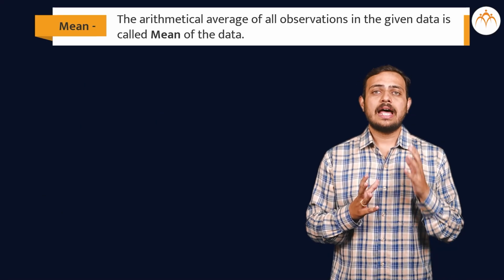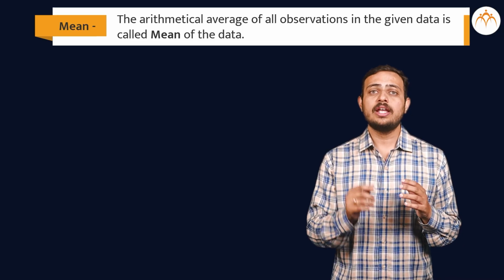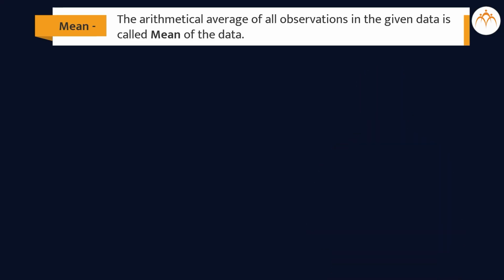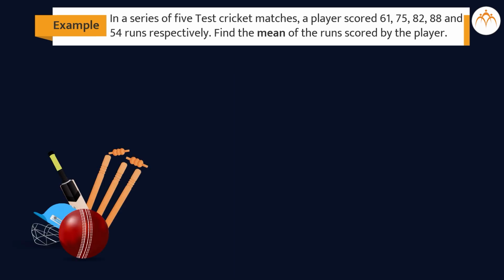Mean. The arithmetical average of all observations in the given data is called the mean of the data. Therefore, mean is equal to the sum of all the observations in the data divided by the total number of observations. Example: in a series of 5 test cricket matches, a player scored 61, 75, 82, 88 and 54 runs respectively. Find the mean of the runs scored by the player.